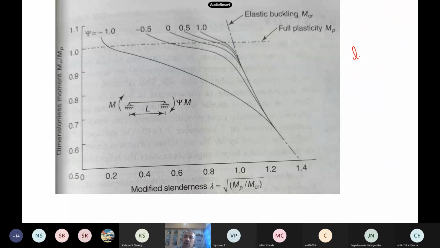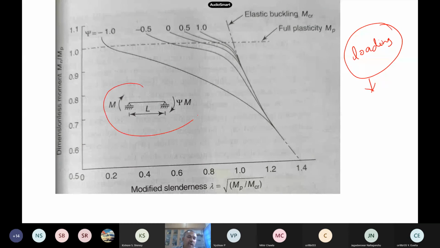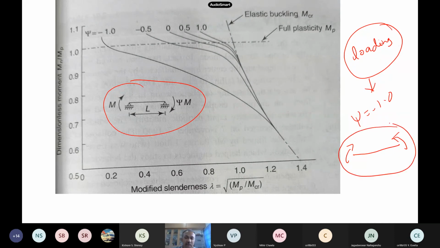And then the loading also is a big deal. Whether it is a UDL or a concentrated load, finally you can draw the bending moment diagram. You can define it like this: if psi is -1, that means your beam bending moment is like this, M here, and if you see 1, how the bending moment diagram is varying basically.